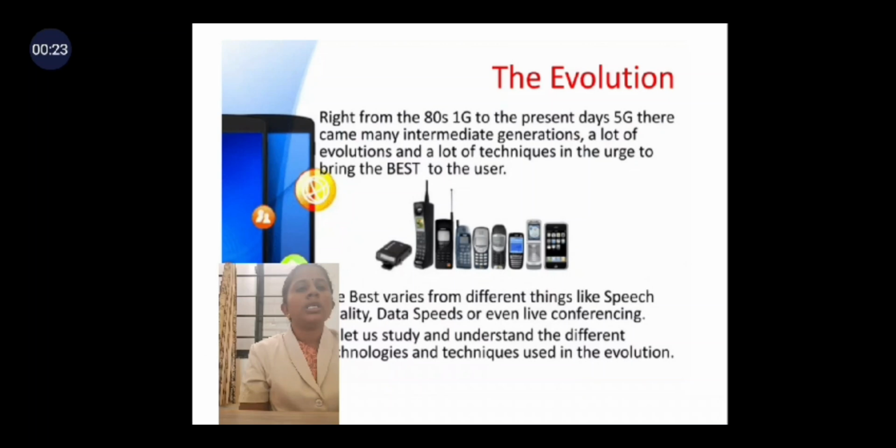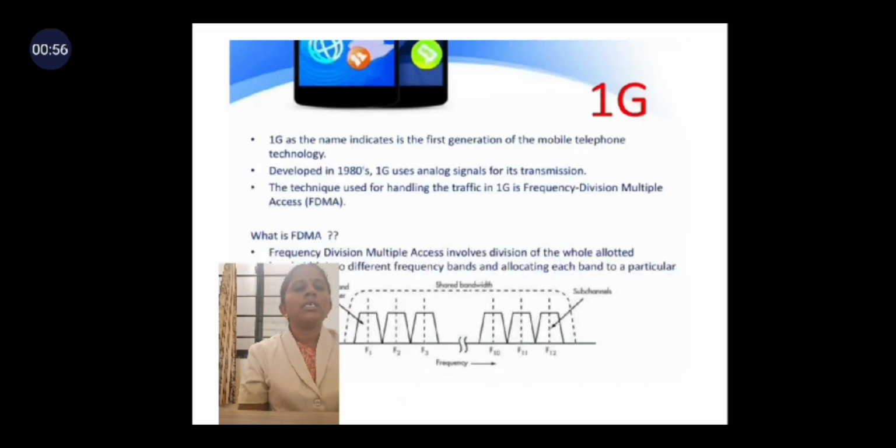The evaluation of mobile networks. From the 1980s to today, the generations of mobile networks go from 1G to 5G. In these evolutions, we consider a lot of techniques, and the evolutions are aimed at producing the best experience for users. The best varies across things like speech quality, data speed and live conferencing. Today we see what the generations are and what techniques and technologies are involved in the evolution of mobile networks. First we see the first generation.